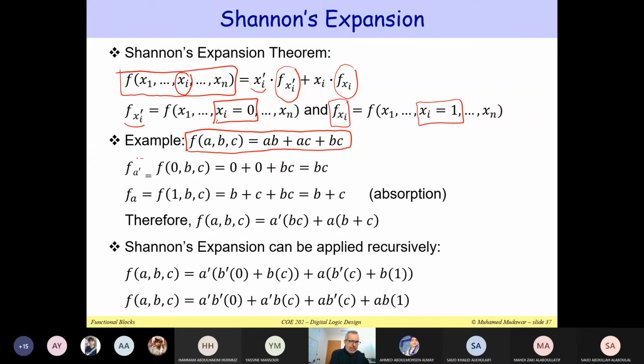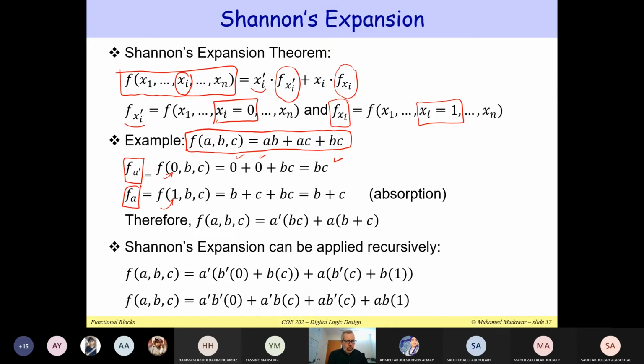So I can say, what is f_a prime? Here we have only 3 variables a, b, c. So let us use a equal to 0, and let us use f_a equal to 1. All you have to do is substitute a equal to 0 in the expression. If a equals 0, you get 0 and b, which is 0, 0 and c gives you 0, or bc. So basically, you get bc. That's f_a prime.